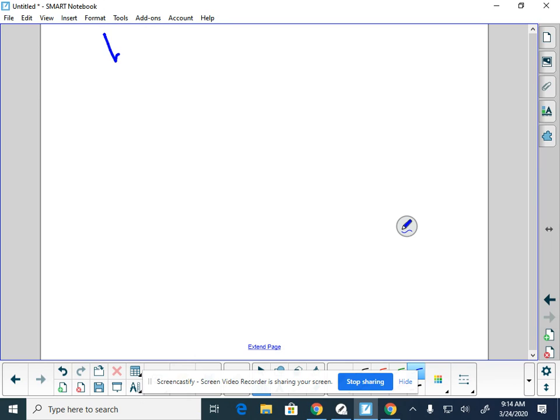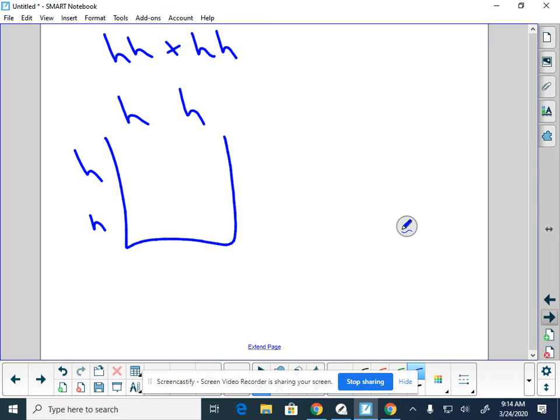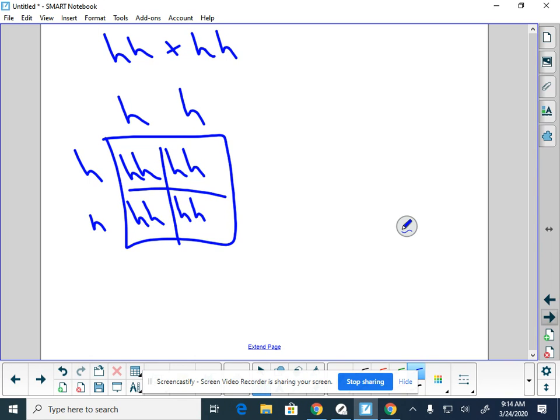Last one, little h, little h times little h, little h. I think you can probably envision this without even doing the whole Punnett square. Little h is everywhere you go, which means the genotypic ratio is 4/4 little h, little h, and the phenotypic ratio is 4/4 smooth hair.